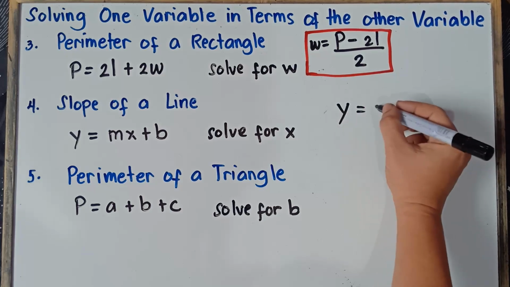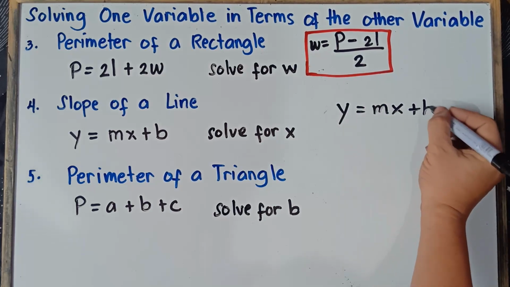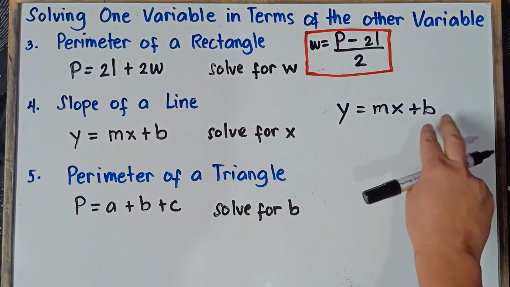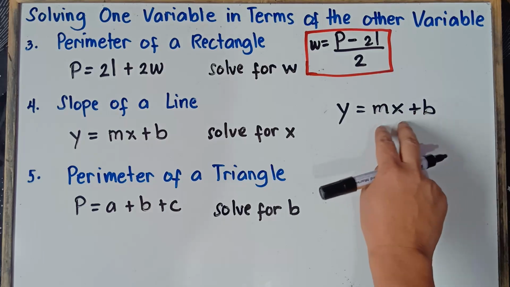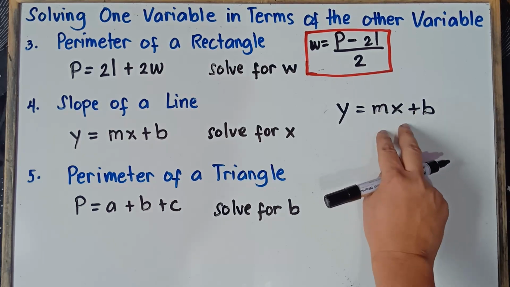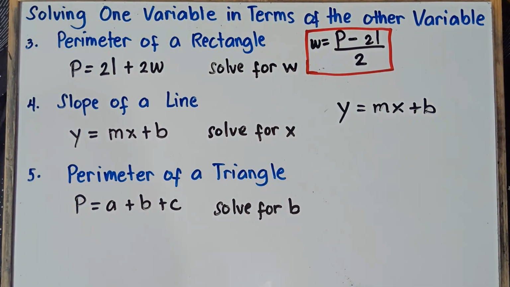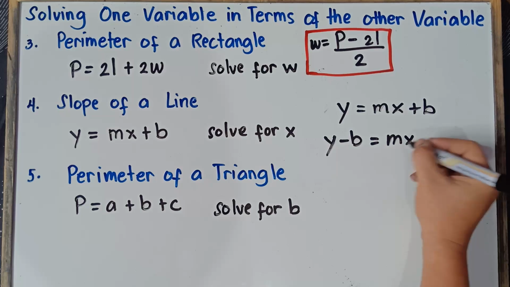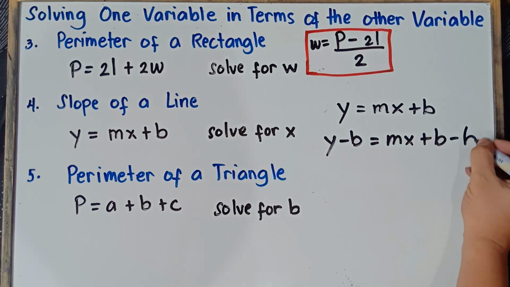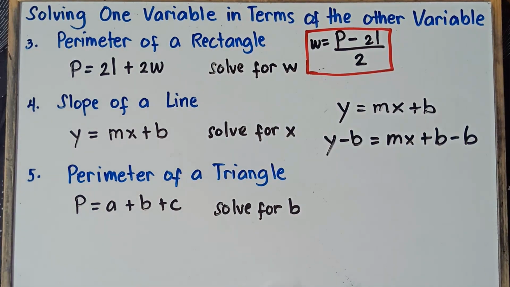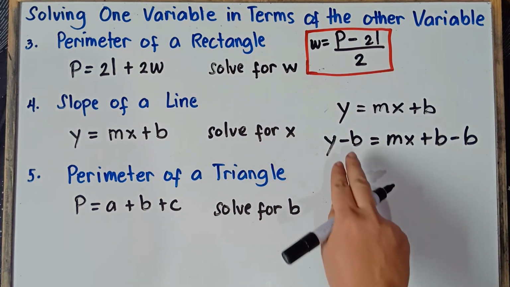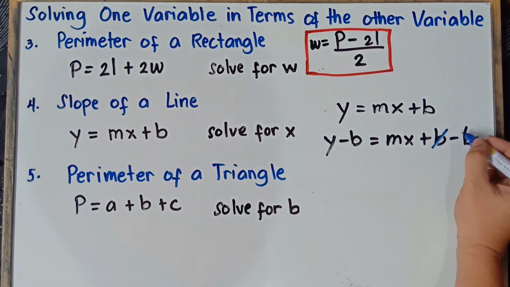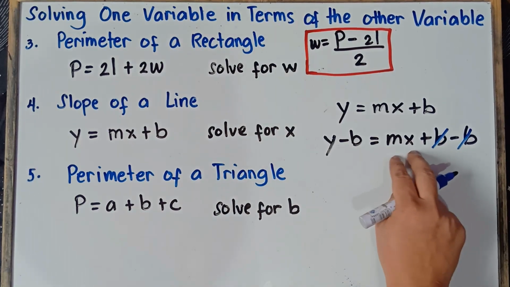We have y equals mx plus b. So first thing to do, class, we can subtract both sides by b so that we can cancel this out and the remaining expression will be only mx. So this will be the thing that we need to do. So y minus b equals mx plus b minus b. Now you will be asking questions, sir, why do we need to subtract both sides by b? So that we can cancel this out. And the remaining expression will be only mx.